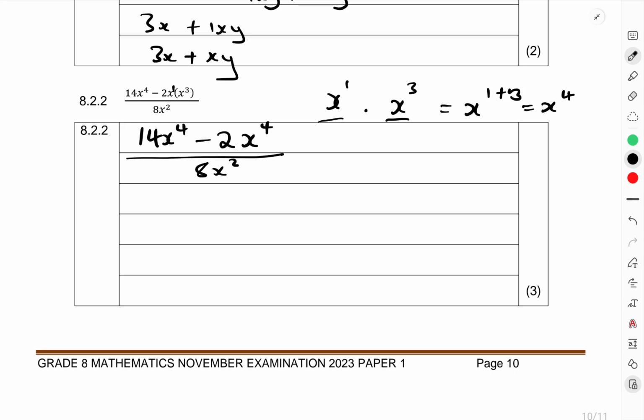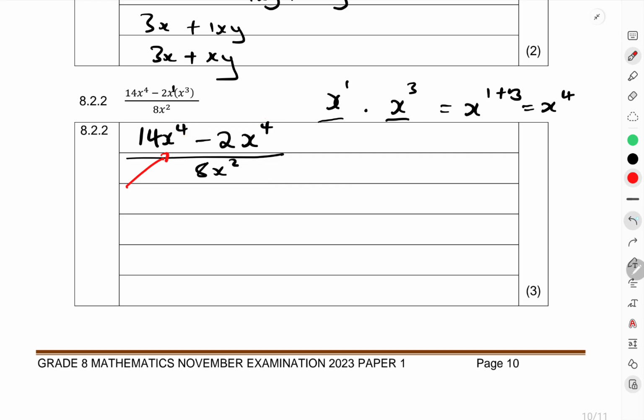Like terms should have the same letter, the same variable. Are the letters the same here? What is the letter that is found here? It is x. What is the letter that is found there? It is also x. Are the variables having the same exponent? Yes, it is x to the power 4 and x to the power 4. Meaning, on my numerator, I am having my like terms.